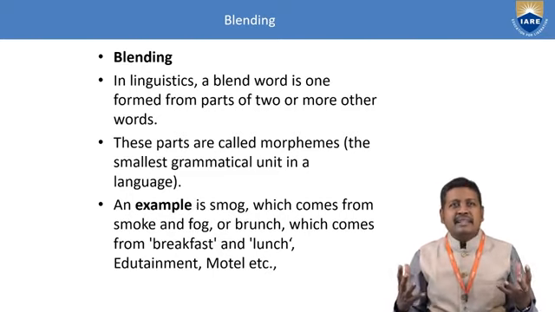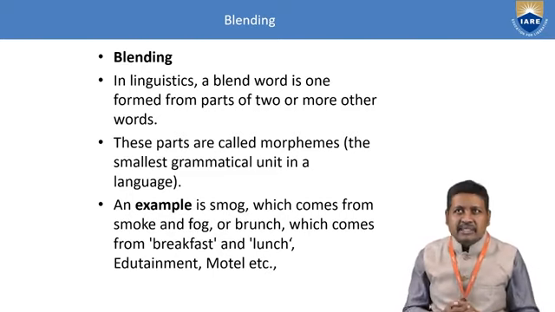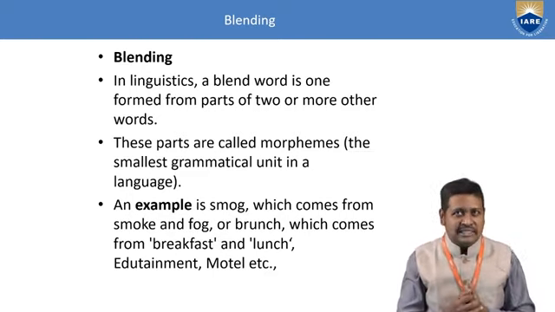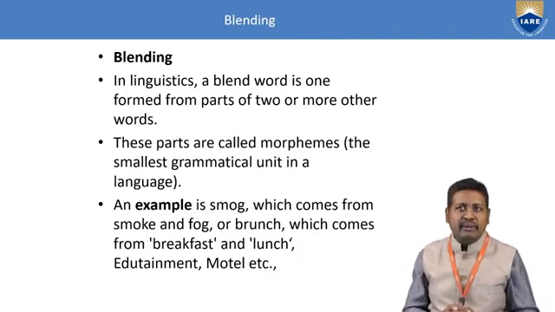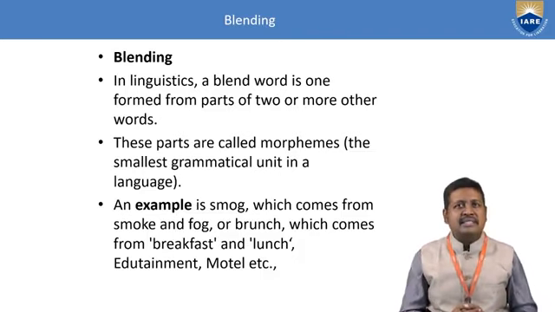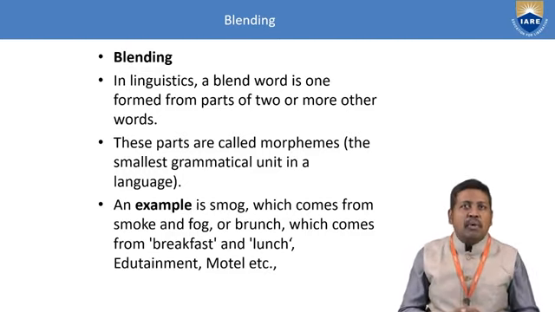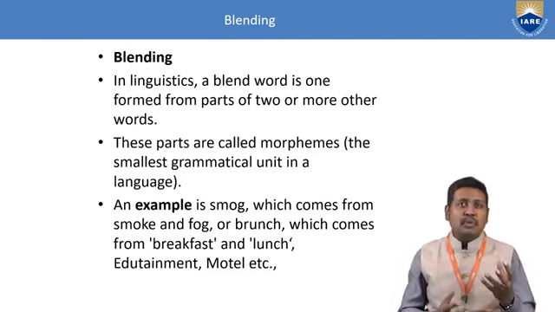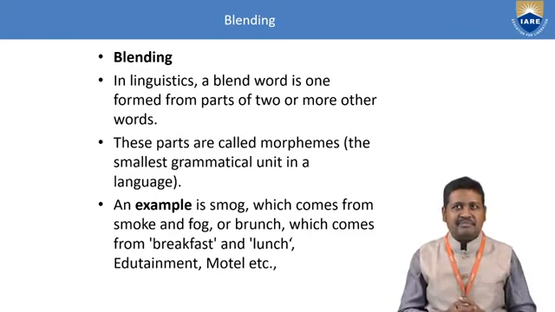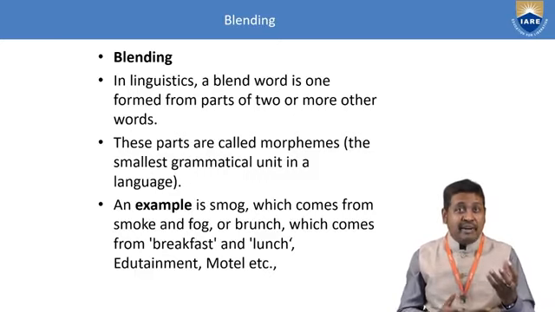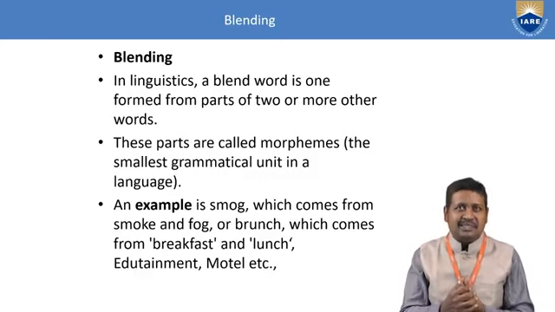The very word blend is combination. In linguistics, a blend word is one formed from parts of two or more other words. These parts are called morphemes, the smallest grammatical unit in a language, morpheme. The best example is smog, for example, which comes from smoke plus fog is smog. Similarly, take the words such as brunch. Breakfast plus lunch is brunch.